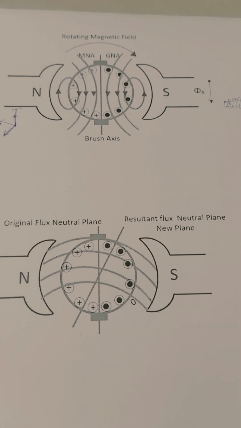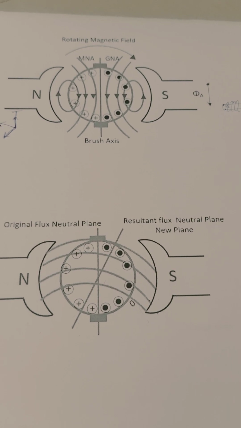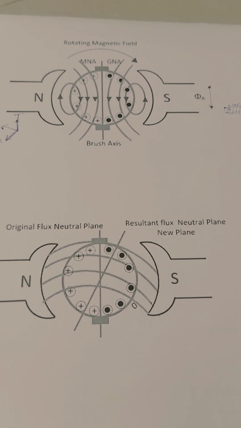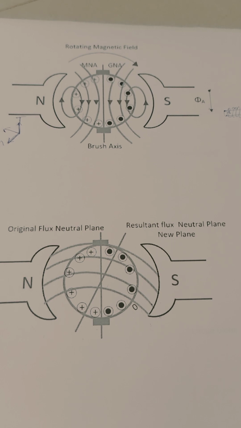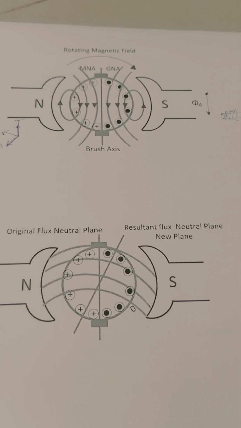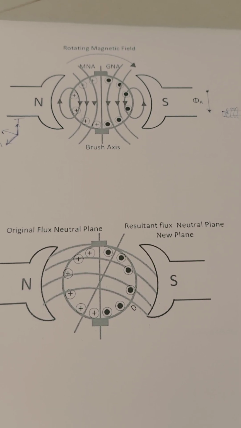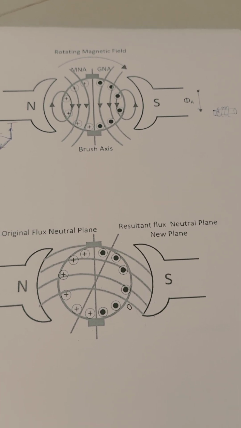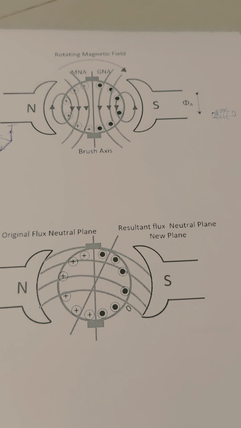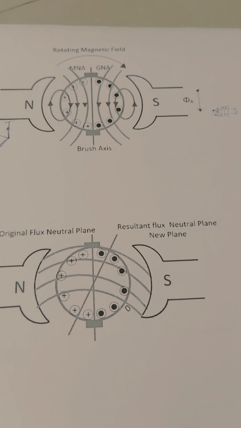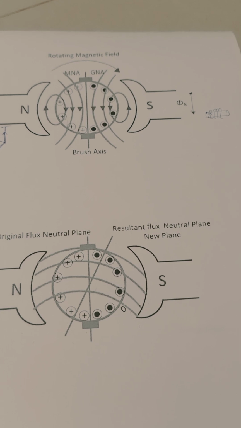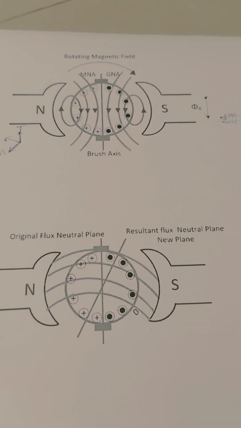The three effects are: armature reaction reduces the total flux and the resultant flux is distorted. The second effect is that the magnetic neutral axis is shifted. The third effect is that armature reaction induces flux in the neutral zone. This flux generates the voltage that causes the commutation problem. These are the effects of armature reaction.